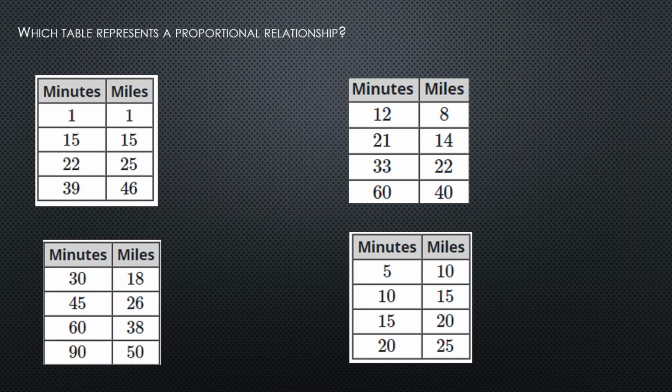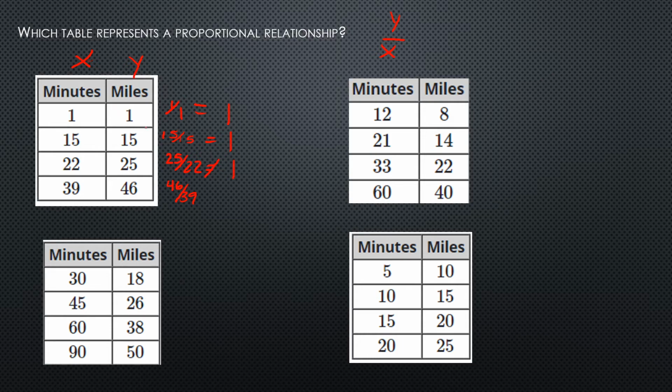Our next question wants to know which table represents a proportional relationship. So here we need to put all of these tables into y over x and simplify them. Okay, when you have a table, your x comes first and y comes second. So here I'd have 1 over 1, 15 over 15, and 25 over 22, 46 over 39. Remember, I'm putting these in the form y over x, which is what we talked about in that last video.